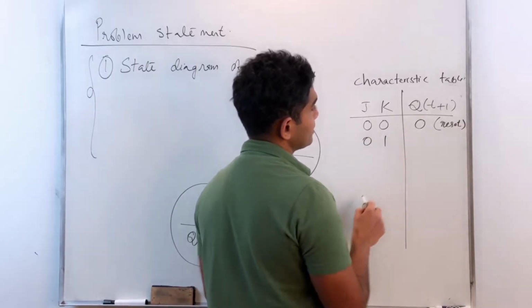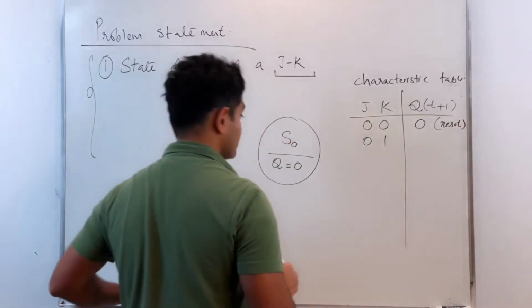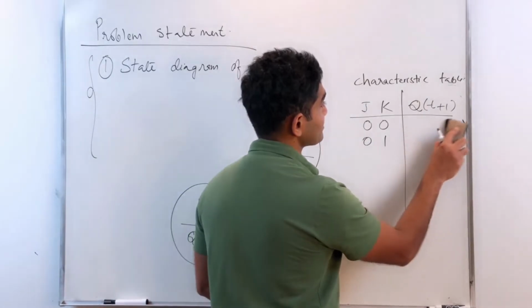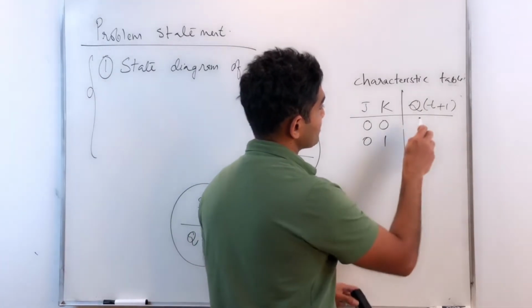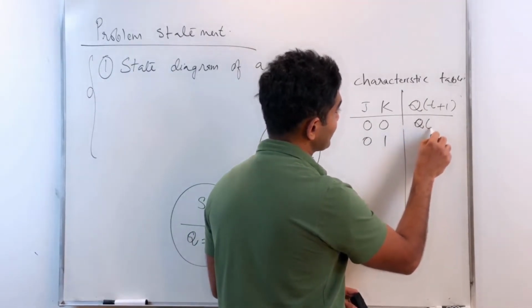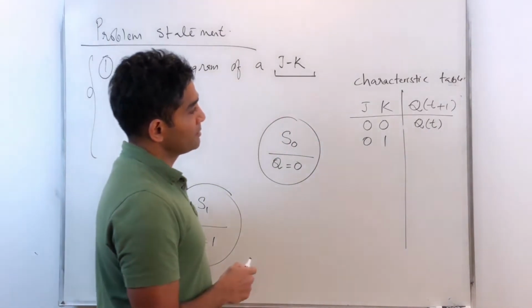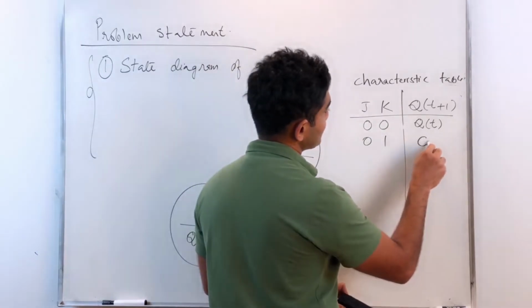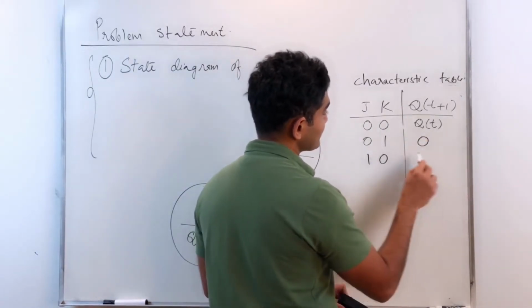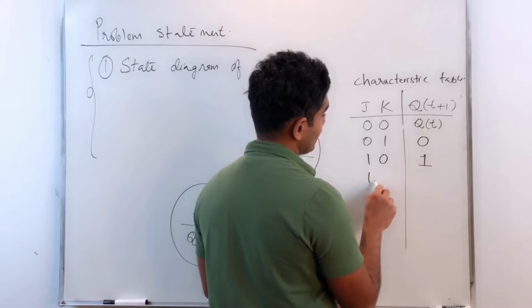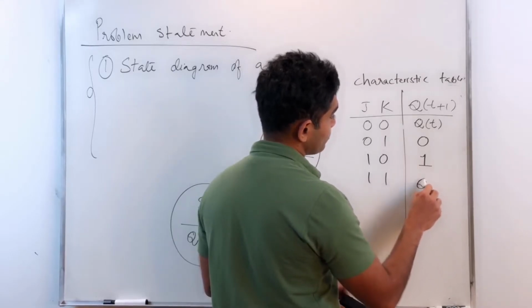0, 1. I'm sorry, that's not 0, 0. That's the memory state, right? Remember, that's the memory state. So whatever was previously there continues to remain on Q. 0, 1 is the reset state. 1, 0 is the set state. 1, 1 is the toggle state. So that becomes Q prime of t.